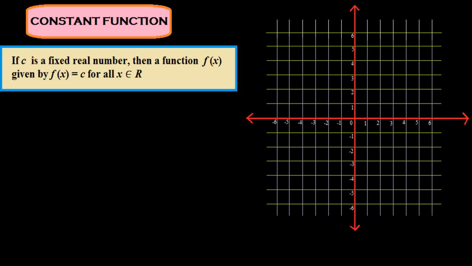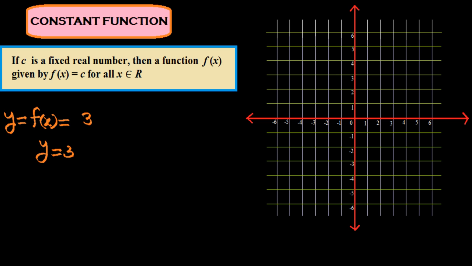Now we are taking one example. f of x is equal to 3. If I have f of x equal to 3, f of x is also called y. It is denoted by y. So we have y is equal to 3. If we plot this graph, y is equal to 3.